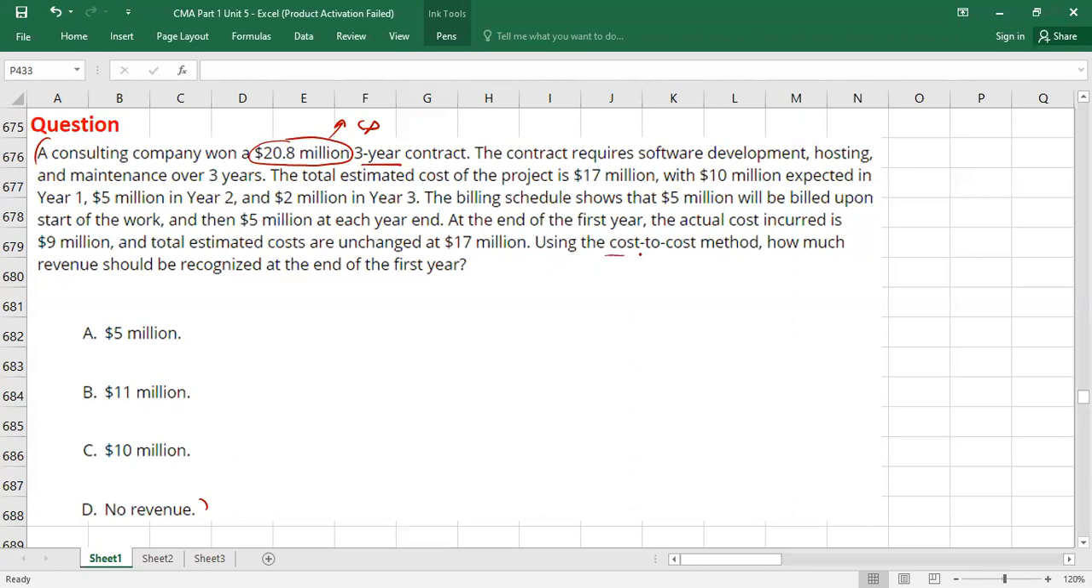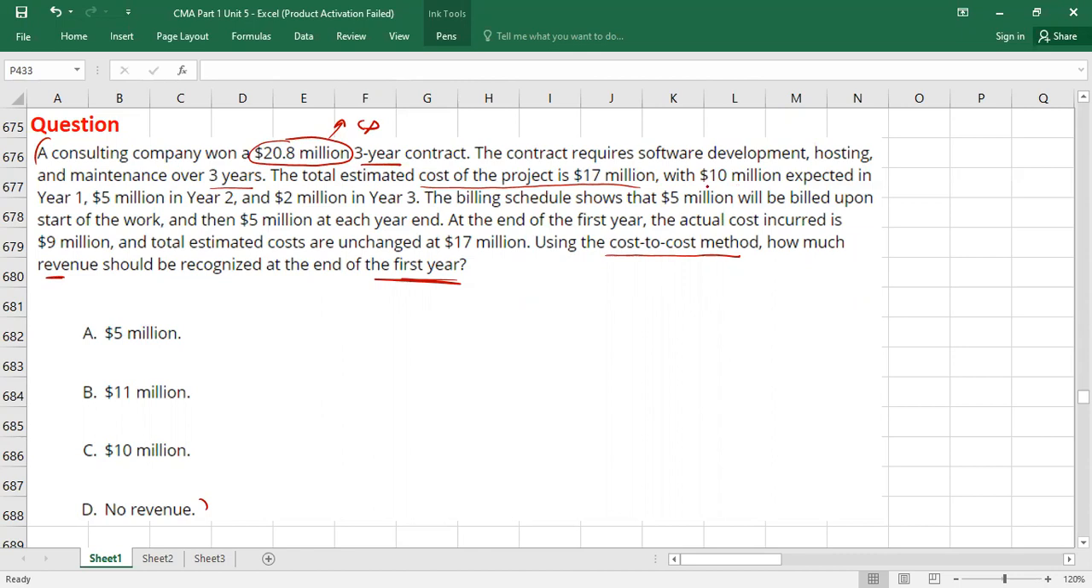They're telling you, using the cost to cost method, how much revenue should be recognized in the first year. It's easier because you do not have any revenue recognized in the previous year. You do not have any cost of goods sold recognized in the previous year. It's very simple now. So for the first year, you have to do the calculation, and the contract price is how much? 20.8 million. The contractor requires software development, hosting, and maintenance over 3 years. The total estimated cost of the project is 17 million. Total cost, he told you.